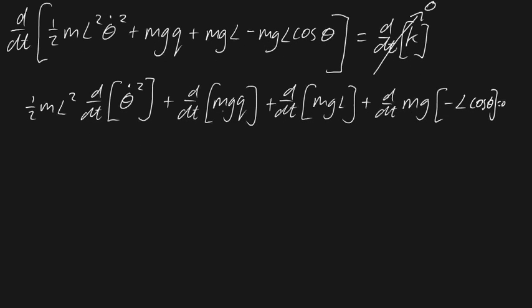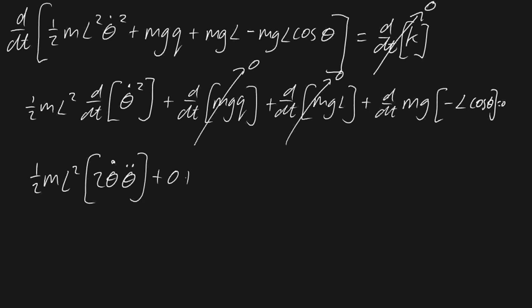Okay, well, notice that the derivative of a constant is 0, so these become 0, and this becomes 0, meaning that we're left with a half ml squared times, and I won't go into the proof of this, 2 theta dot times theta double dot, plus 0 plus 0, minus mgL, and by now our math should be fairly good at this, so the derivative of cosine theta is minus sine theta times theta dot, and that's going to be equal to 0.